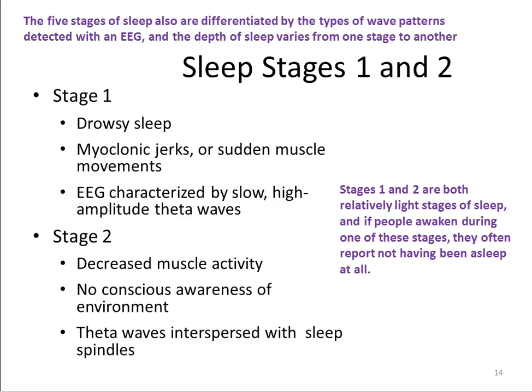You can easily be woken out of stage 1 because you're not that far beneath the surface. Some of the EEG is characterized by slow, high amplitude theta waves at this point. Stage 2: decreased muscle activity, no conscious awareness of environment. So you're much further asleep. In other words, it's a little more difficult to be woken out of stage 2. You can, but it's a little more difficult than stage 1. Theta waves are interspersed with sleep spindles that show up during stage 2. That indicates stage 2 sleep.